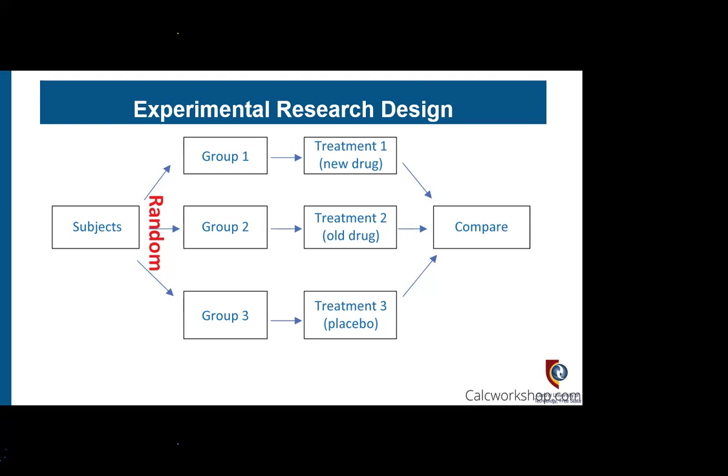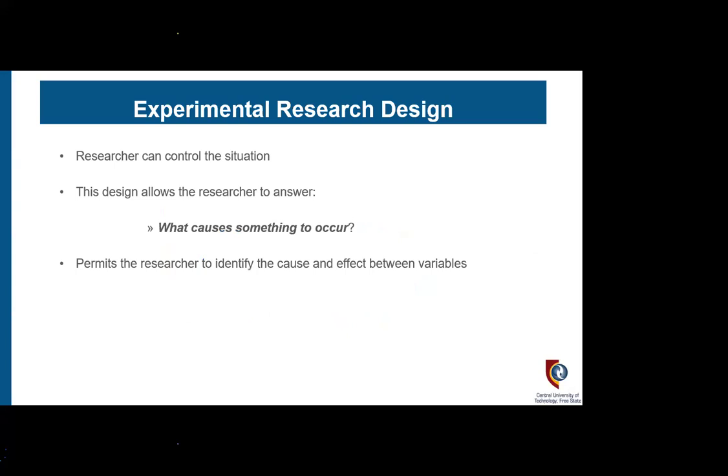So if you are using experimental design, you can compare the results from the first group, the second group, and the third group in terms of how they react. And if we check the experimental research design, the researcher can control the situation. This design also allows you to respond to the following question: what causes something to occur? Why does somebody who just took a fake drug behave in a way that, after taking this, says, hey, I'm feeling much better? And this design also permits the researcher to identify the cause and effect between the variables.